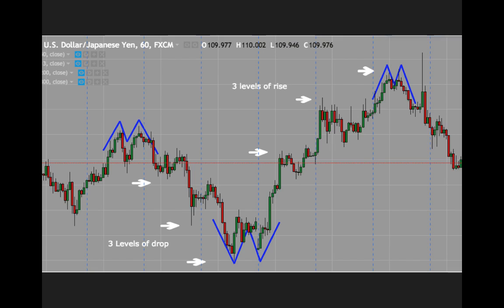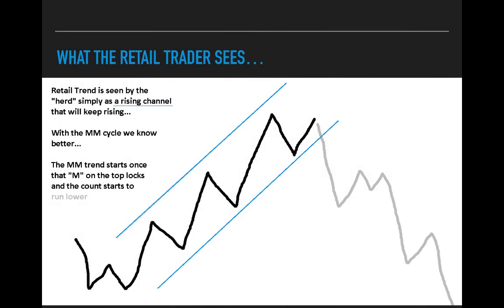So the cycle is there, and if you take a look on a few different pairs, you'll see the cycle there. You just have to learn to recognize the pattern. So you can see it pretty clear here on the USDJPY, right? So in contrast, this is what the retail trader sees, right? The retail trend is seen by the herd simply as a rising channel that will keep rising, okay? But with the market maker cycle, we know better.